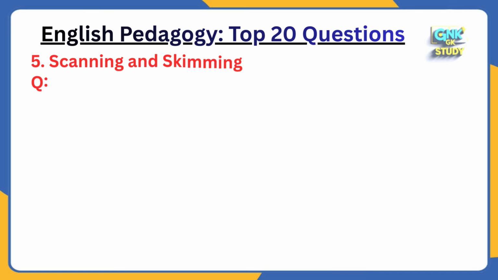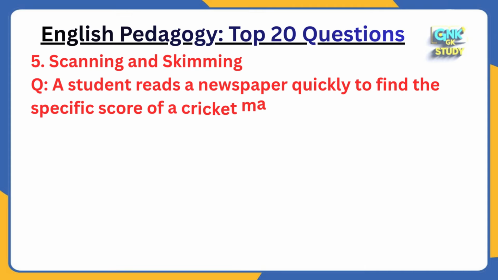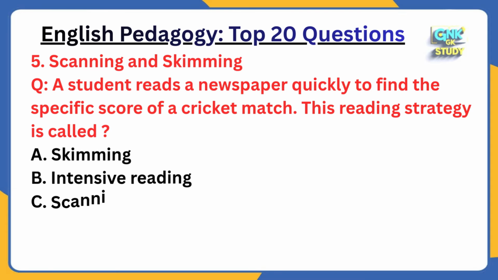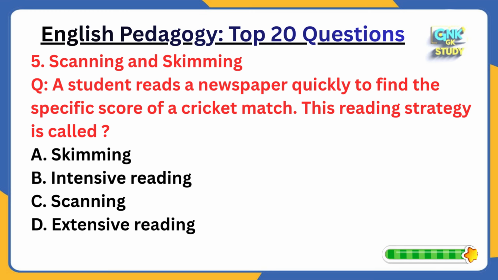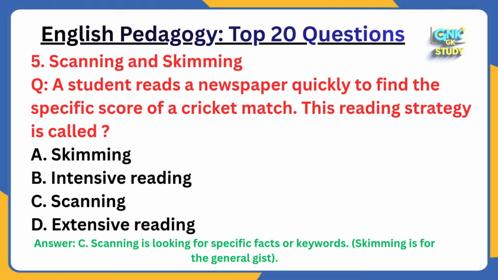5. Scanning and skimming. A student reads a newspaper quickly to find the specific score of a cricket match. This reading strategy is called A. Skimming, B. Intensive reading, C. Scanning, D. Extensive reading. Answer C. Scanning is looking for specific facts or keywords. Skimming is for the general gist.